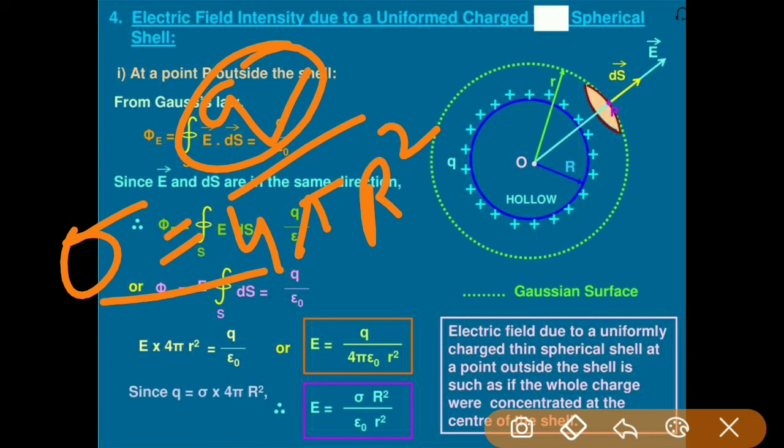When you put the value of q in this expression, after simplification you will get E is equal to sigma R square upon epsilon naught r square. So these are the two expressions. If the surface charge density of the thin cell is given, then you apply the second one, and if the charge spread on this spherical cell is given, then we apply the first expression.